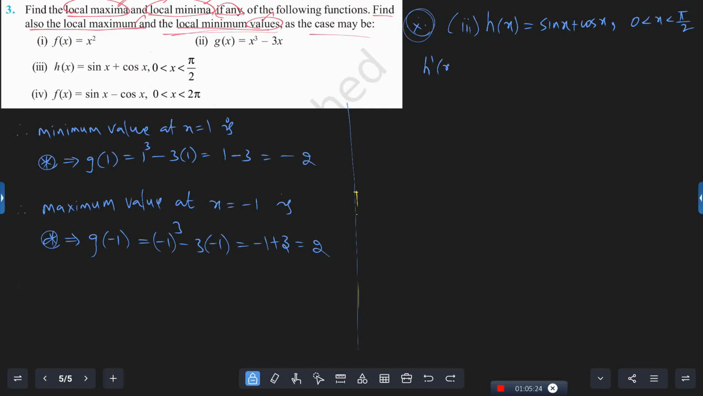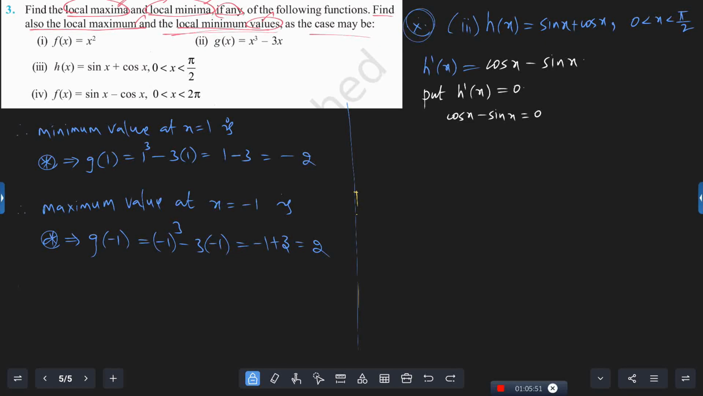So h dash of x is equal to sin derivative what? Sin derivative, cos x. Cos derivative what? Minus sin x. First we should find the x value, so put h dash of x equal to 0. That means cos x minus sin x is equal to 0.